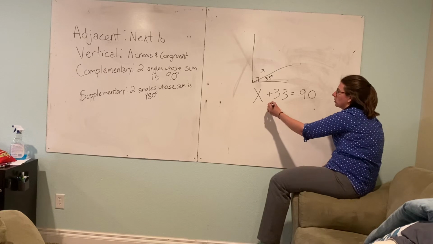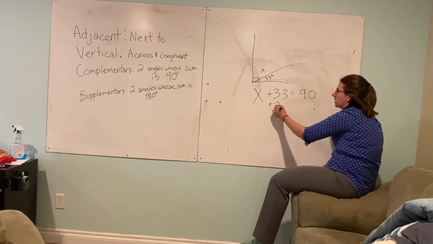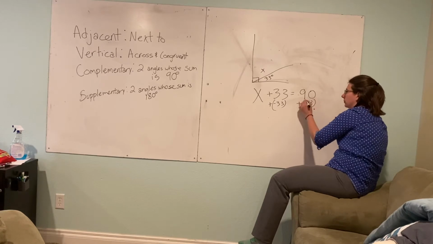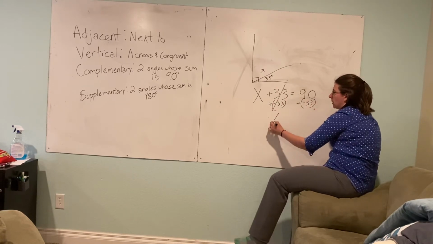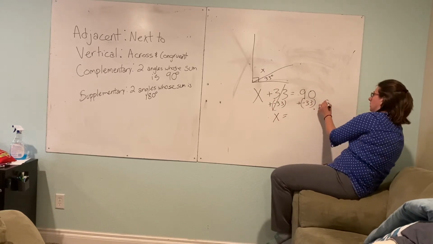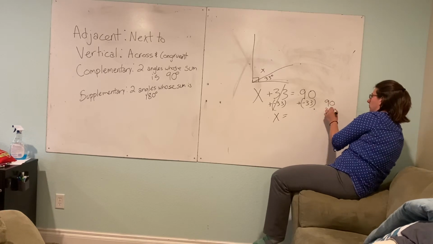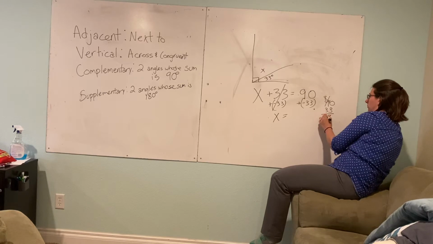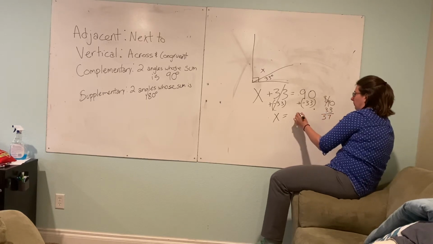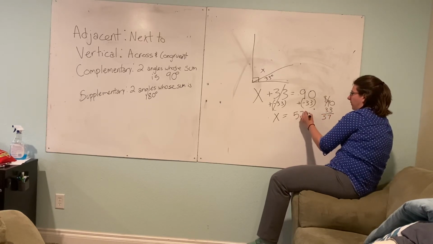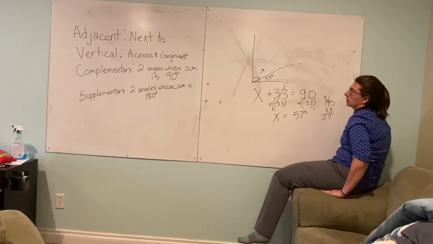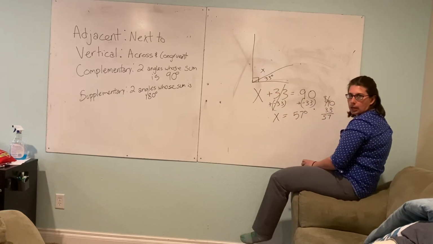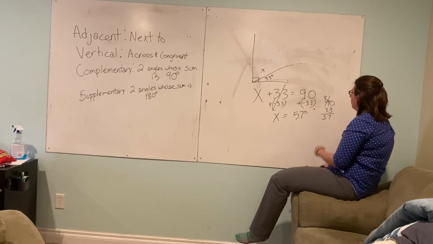For adding 33, the opposite of adding 33 is to add negative 33 to both sides. Those add out. X equals 57 degrees. So again, we added this to 90 because this equaled a right angle. Okay, one more example.